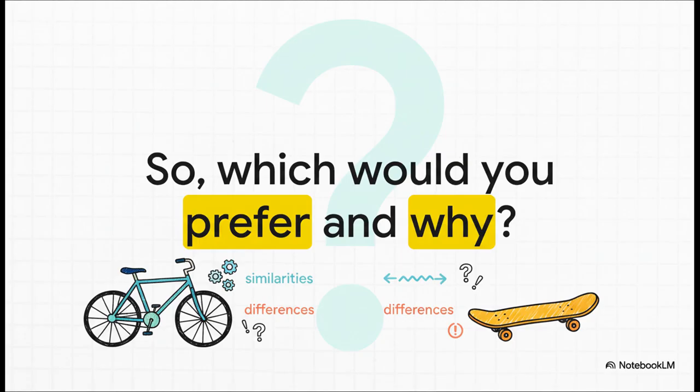And this brings us right back to you. Now that you have all the similarities and differences laid out so clearly, you can make a really informed choice. So, would you prefer a bike or a skateboard? Well, your answer probably depends on what you value more: easy balance for long trips or grab-and-go portability. This right here is the power of organized thinking in action.